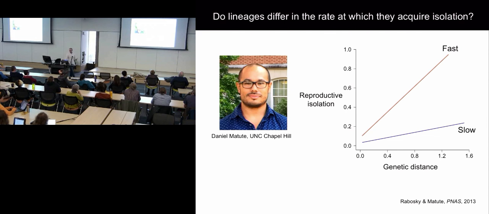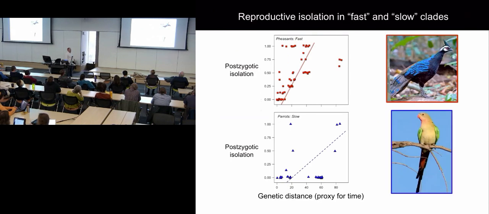This work was done in collaboration with Daniel Matute, who's a professor at UNC Chapel Hill. He gave a talk here last fall. We developed a theoretical framework and a statistical model for estimating the rates of reproductive isolation from these types of pairwise cross data, and we applied it to birds and to Drosophila. Here's an empirical example from birds showing the differences in the rates of postzygotic isolation accumulation for a couple of clades of birds.